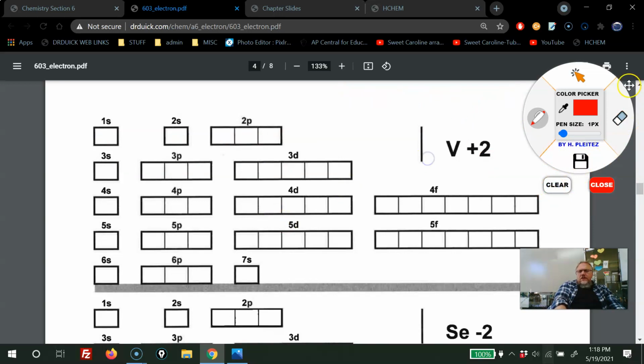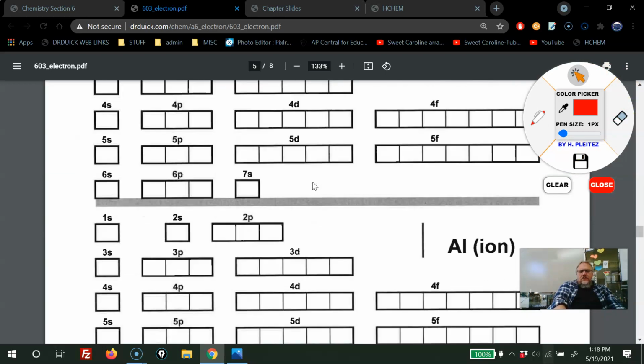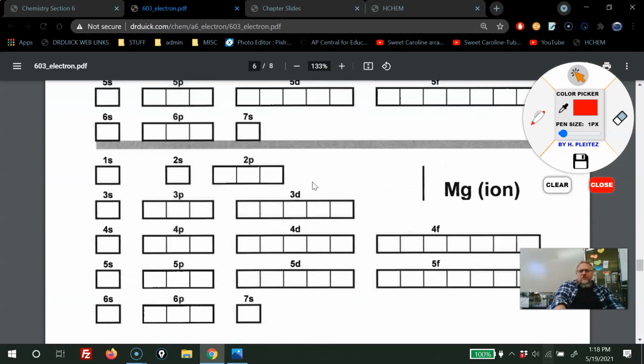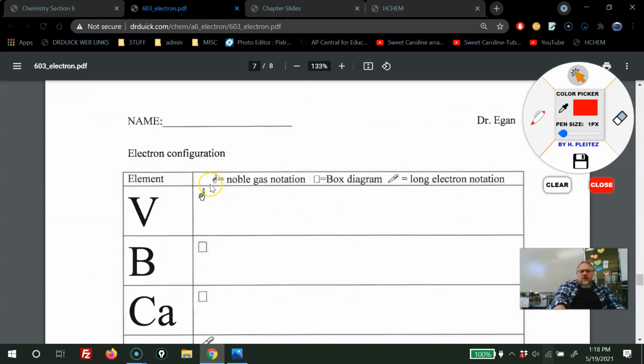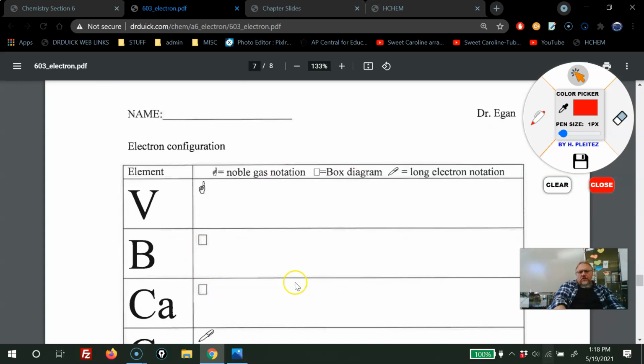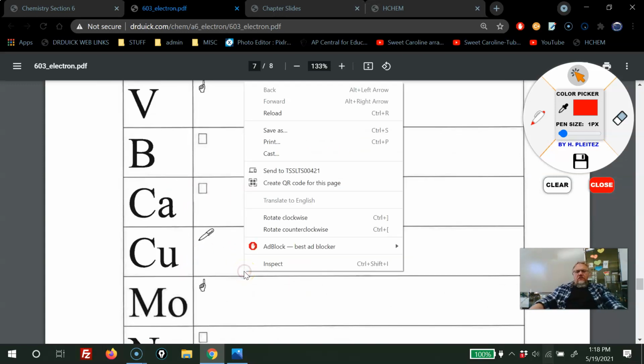Looking at the rest of these guys, zinc ion, oxygen ion, nitrogen ion, they're all super doable, right? There are several different designations here. The arrow means noble gas configuration. Right? And we do the box, you want to do a box diagram on 1s2, 2s2. So you know every way to do this thing. The other one's a long one, that's when you're writing the whole thing out like I just did, right?